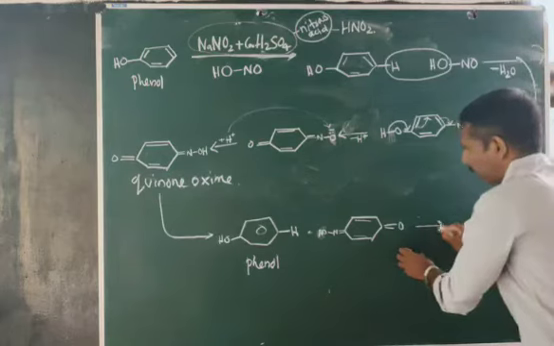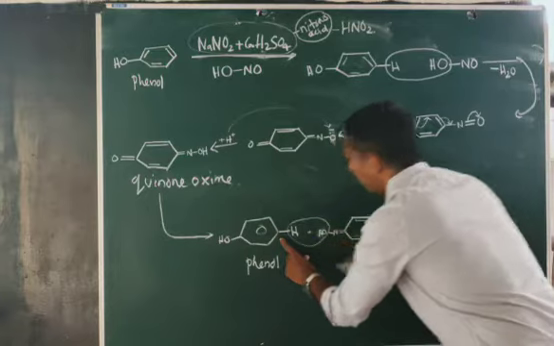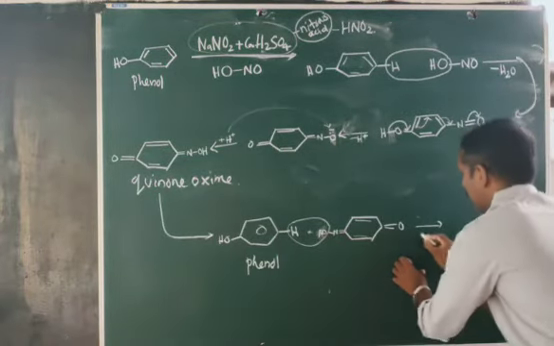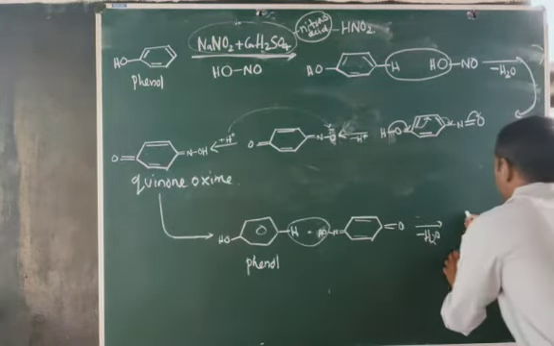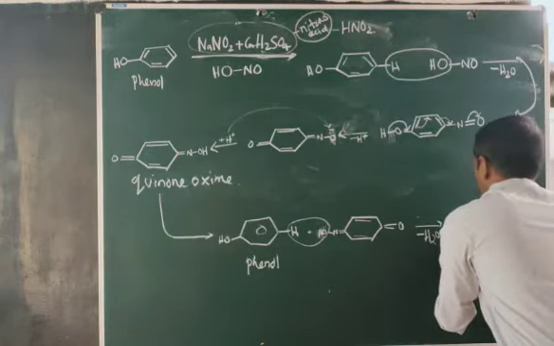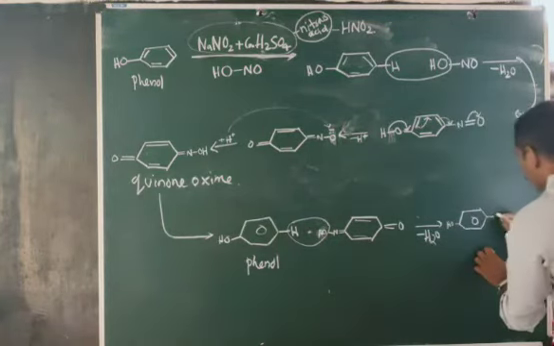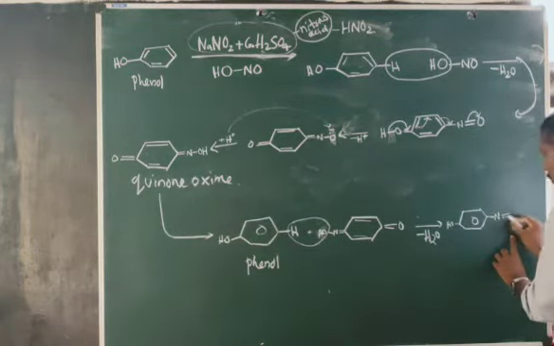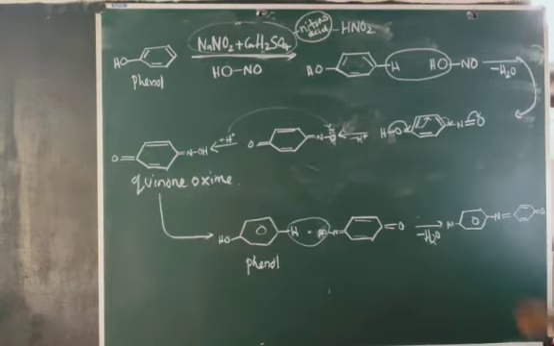Now what will happen? You can see that H from phenol and OH from quinone oxide will be eliminated. That means minus H2O will be eliminated, and what we get? We get a structure like this. Here it is OH, here it is OH, and this bond is joining with N, then double bond. Then our ring, here it is double bond O. You are getting a structure like this. I think it is clear to you.